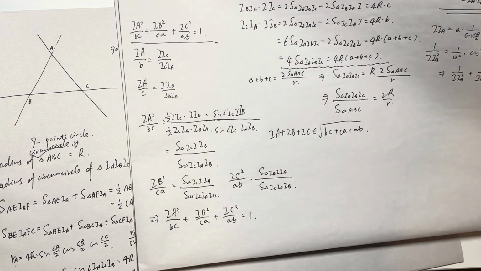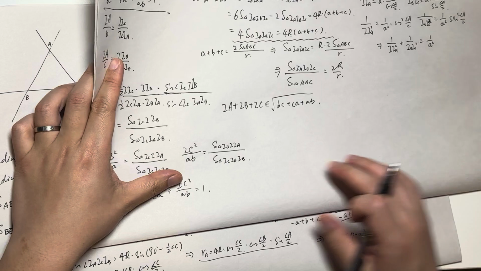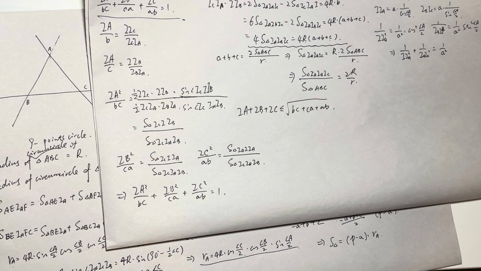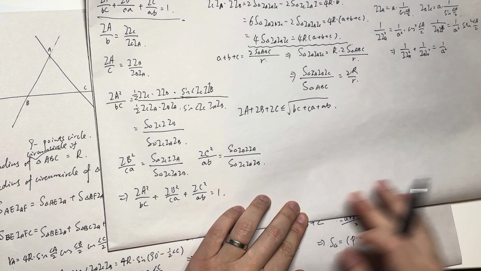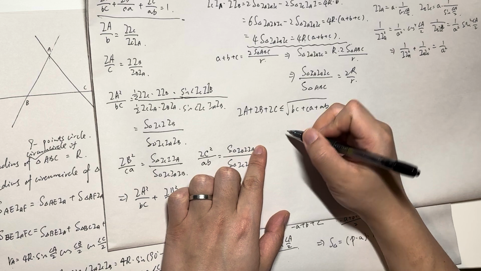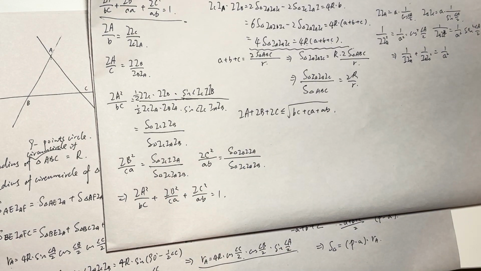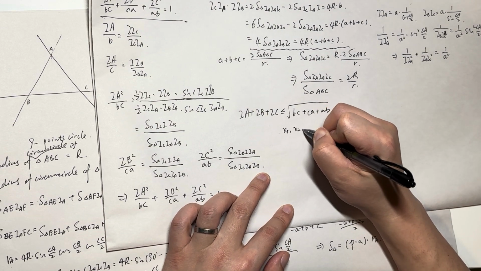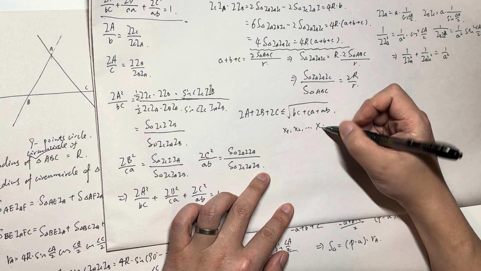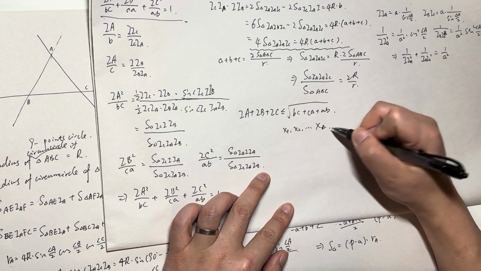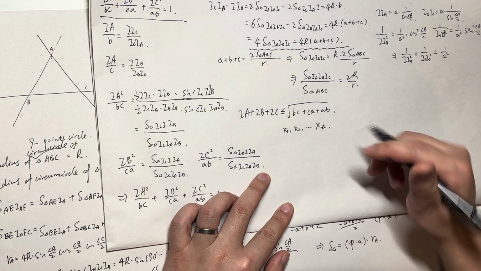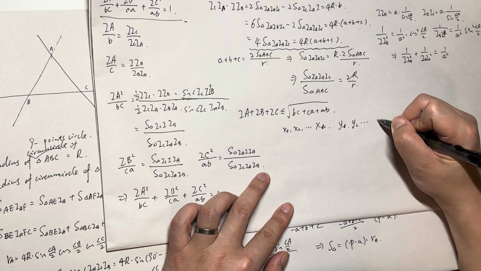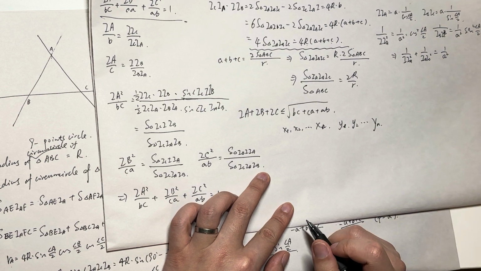So for this one, we actually need to use the Cauchy inequality, right? Let's say we have two sets of numbers. One is x1, x2, all the way to xn, right? And we also have another set of numbers, in equal amount, y1, y2, and all the way to yn, right?